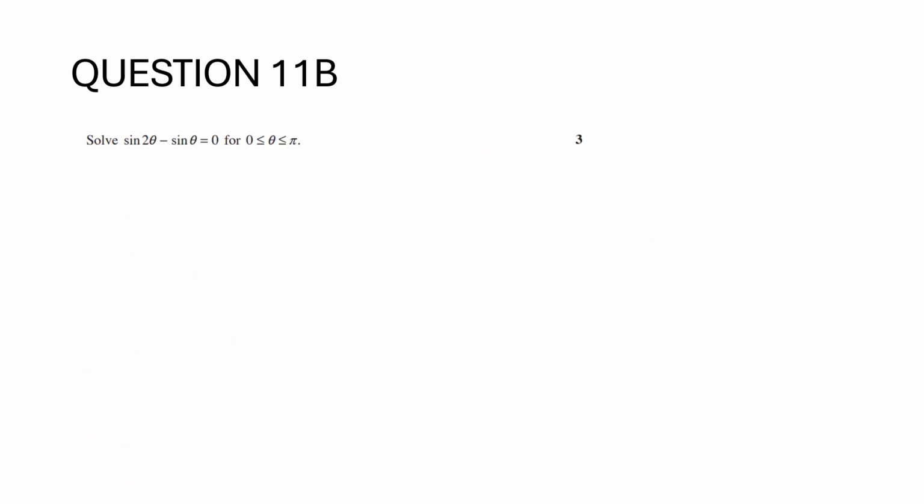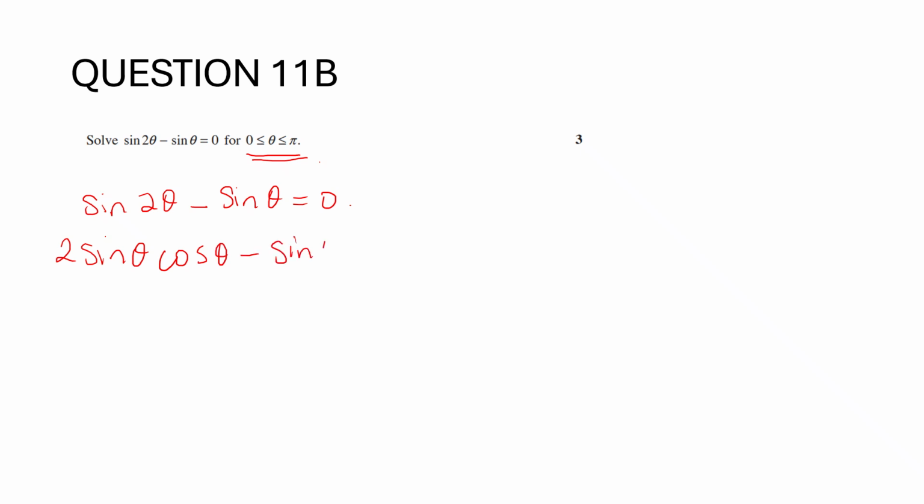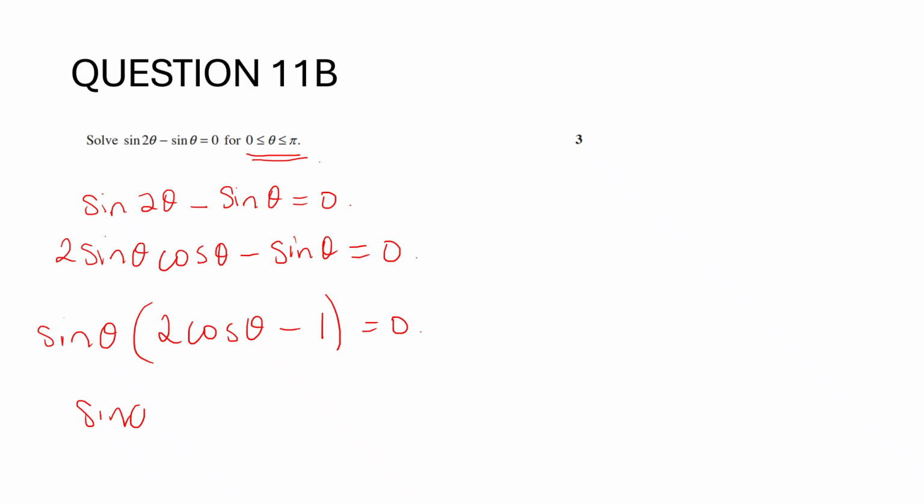11b. Solve sine 2 theta, take away sine theta is equal to 0, for 0 is less than or equal to theta is less than or equal to pi. That's important there. Okay, so we've got sine 2 theta, take away sine theta is equal to 0. We know that sine 2 theta is 2 sine theta cos theta. And then factorising that sine theta out, it's sine theta times 2 cos theta take 1 is equal to 0. So either sine theta is equal to 0 or cos theta is equal to a half.